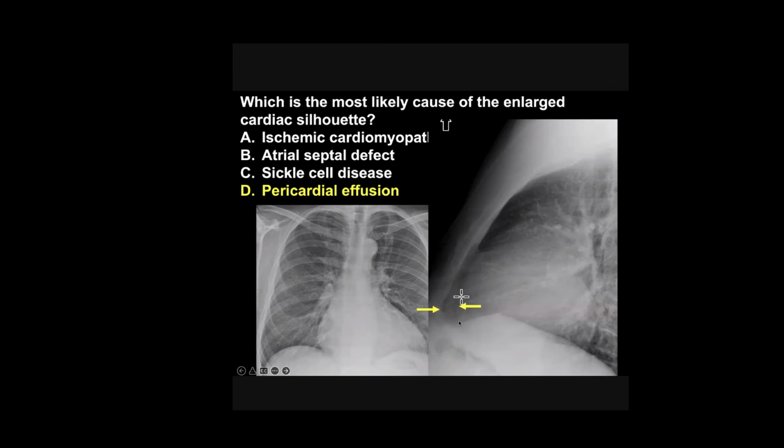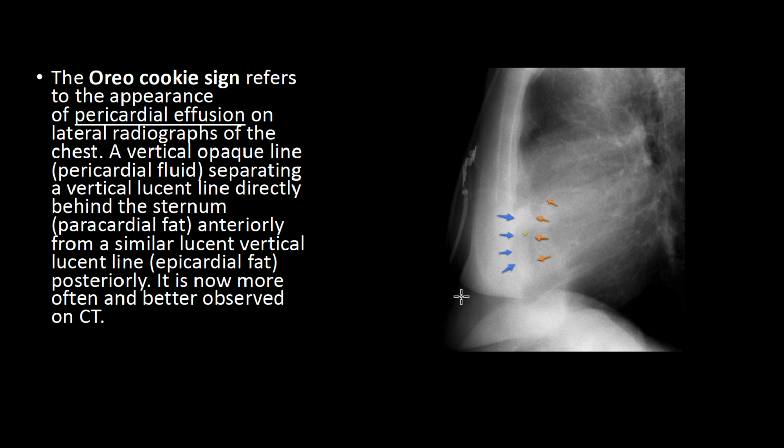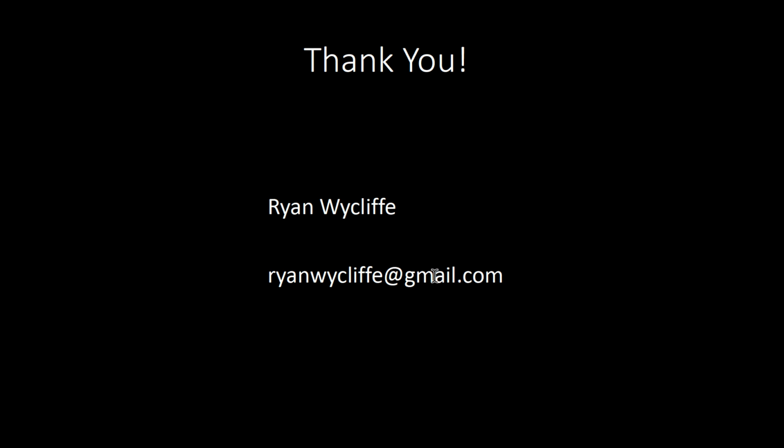And this is easily seen on the lateral. It's more easily seen on a CT, but this is just another example of that. This is the appearance of a pericardial effusion. So you get these vertical opaque lines separating two vertical lucent lines, and it's more easily seen on CT. And so that was all I really had for you guys. I just wanted to go over some of the basics and some basic anatomy.